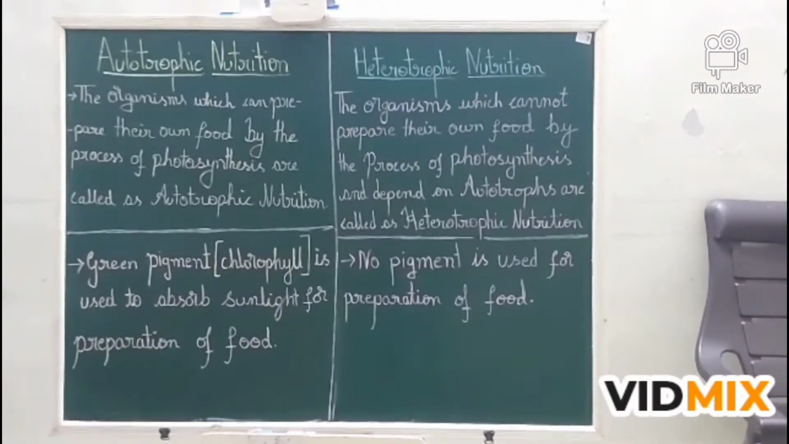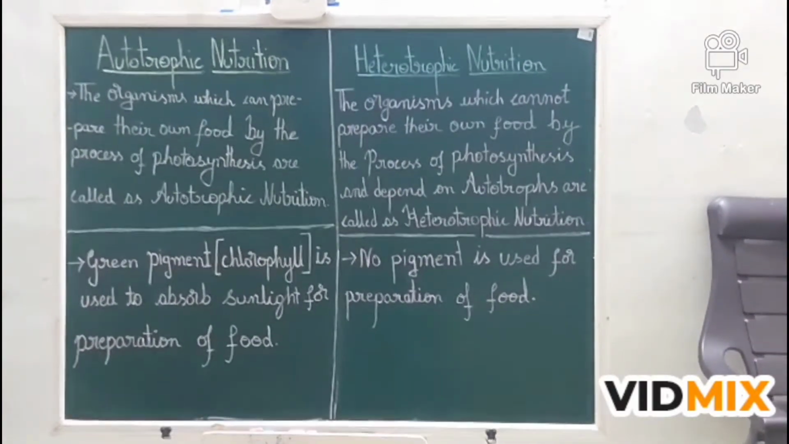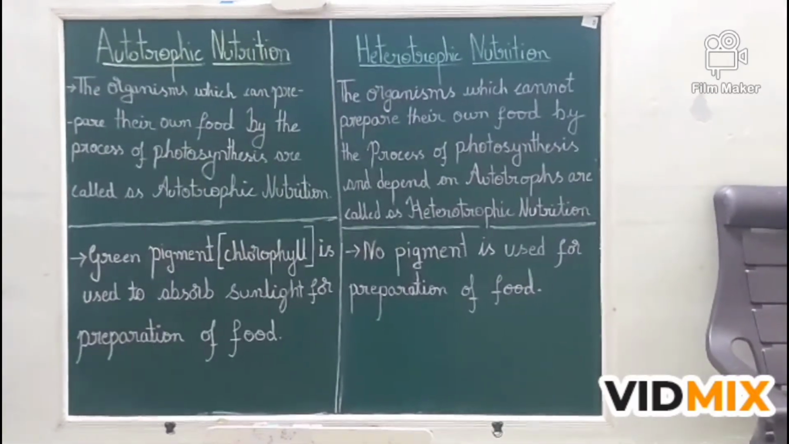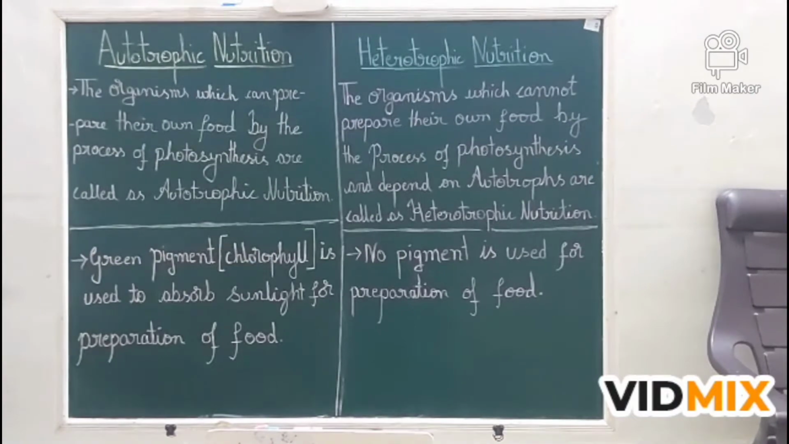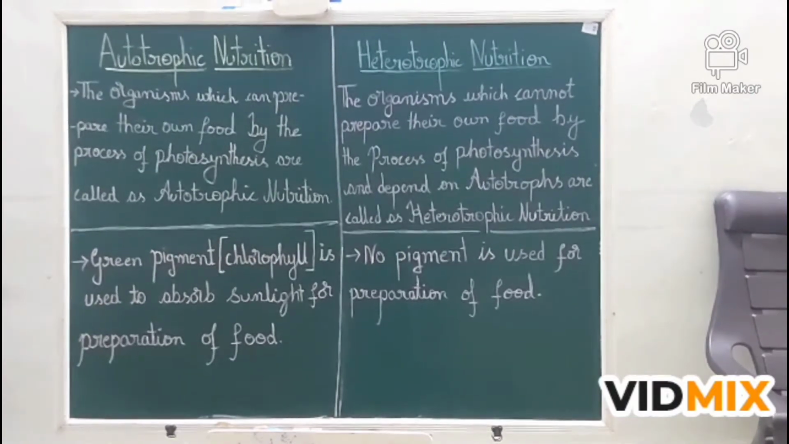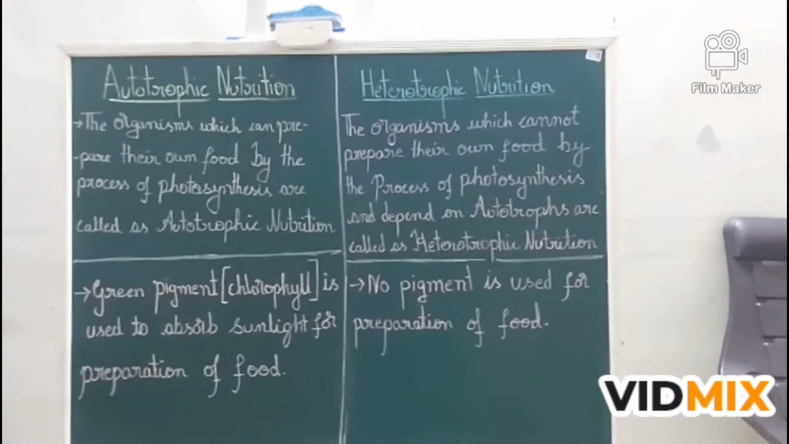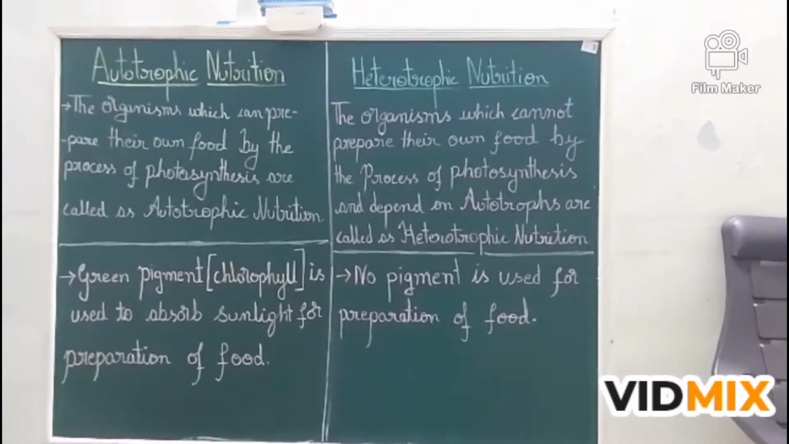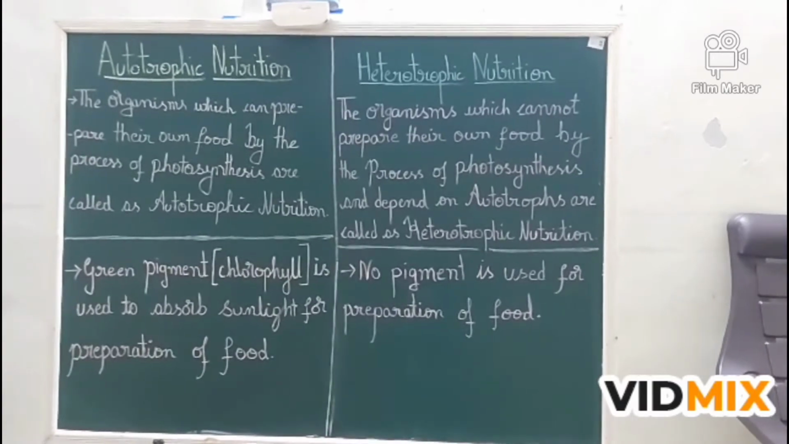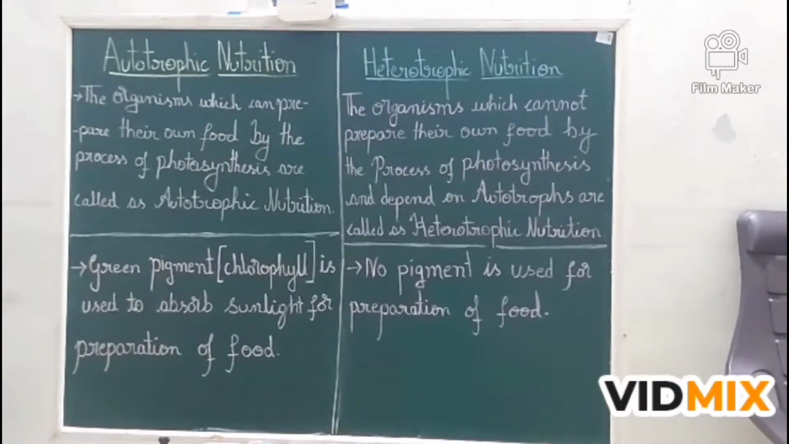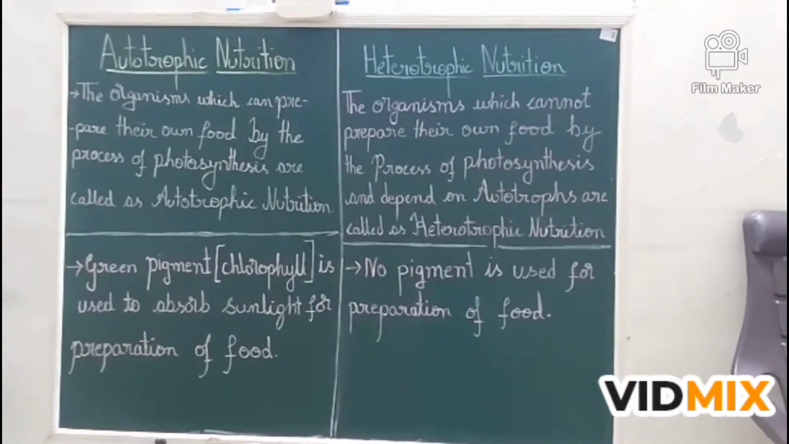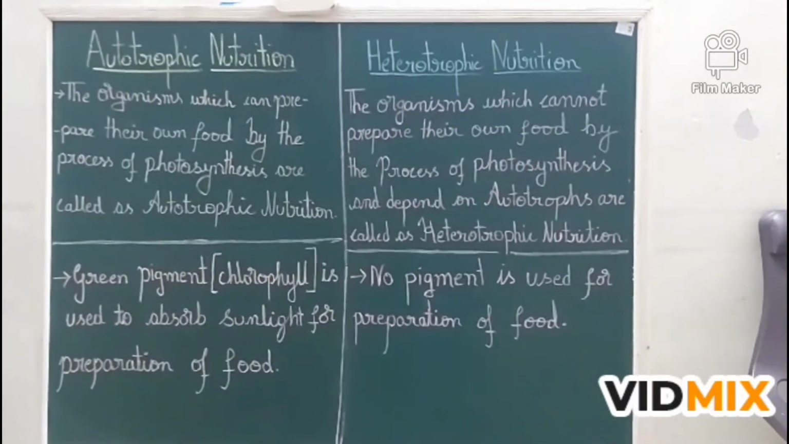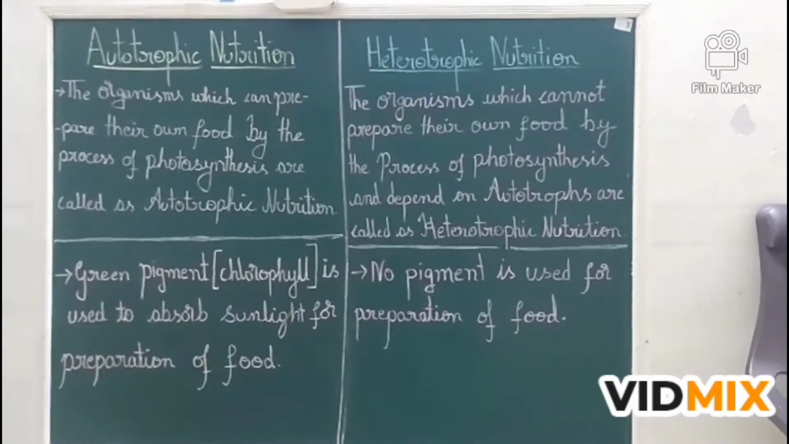Autotrophic nutrition. The organisms which can prepare their own food by the process of photosynthesis are called autotrophic nutrition. Heterotrophic nutrition. The organisms which cannot prepare their own food by the process of photosynthesis and depend on autotrophs are called heterotrophic nutrition. In autotrophic nutrition, green pigment called chlorophyll is used to absorb sunlight for preparation of food. Under heterotrophic nutrition, no pigment is used for preparation of food.